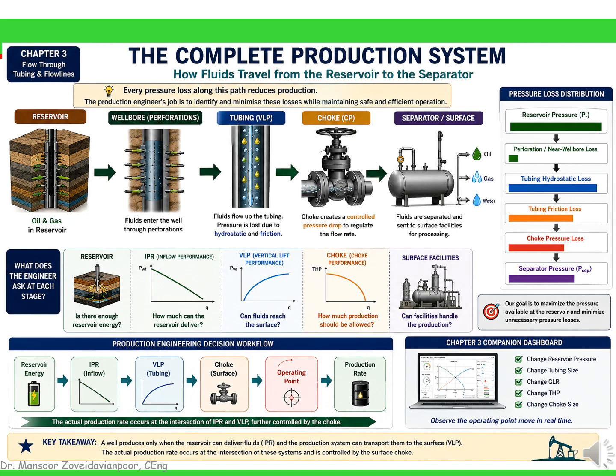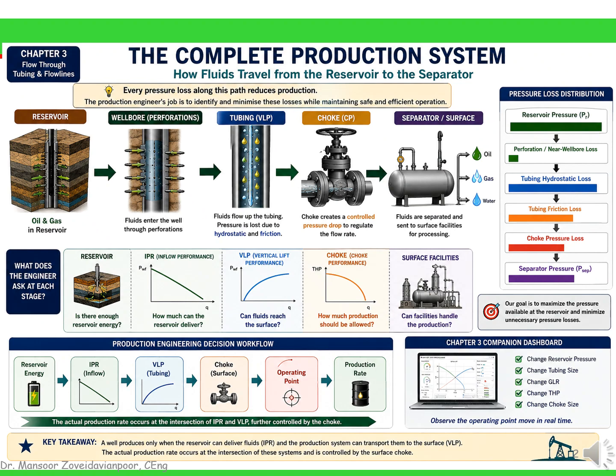Every barrel begins a challenging journey. First, it must flow through the reservoir rock and enter the wellbore through the perforations. Then it must travel thousands of feet up the production tubing, fighting gravity, friction, and multiphase flow. At the surface, the choke deliberately restricts the flow to protect the well and control production. Finally, the fluids must be processed safely by the surface facilities.